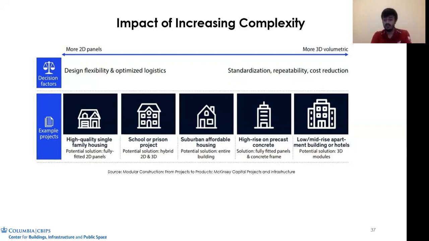As we start off looking at this picture in front of us, if we opt for building a single family housing, we can complete the project easily using 2D panelized structures. But as we keep on increasing the scope and complexity of a project, the need to opt for the 3D volumetric system increases. That's particularly because the 3D volumetric system requires standardization and repeatability, whereas when you build a single family housing, the need to manufacture 3D modules reduces, because these 2D panels can easily be assembled on site for a single family house.